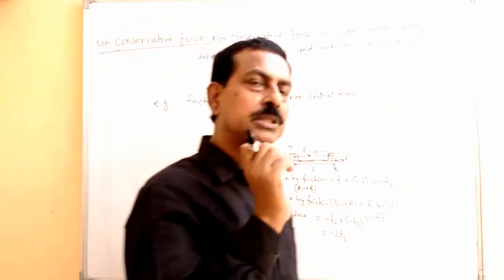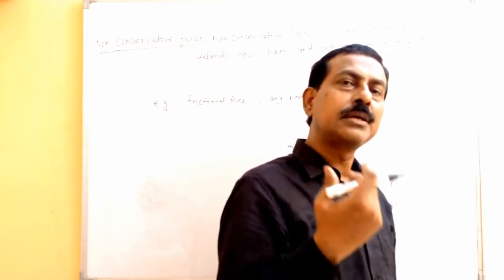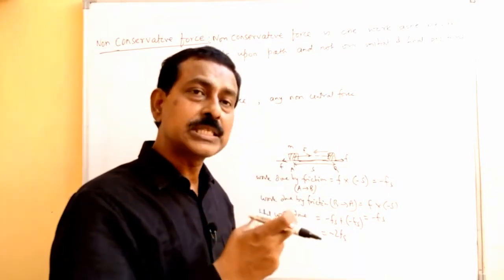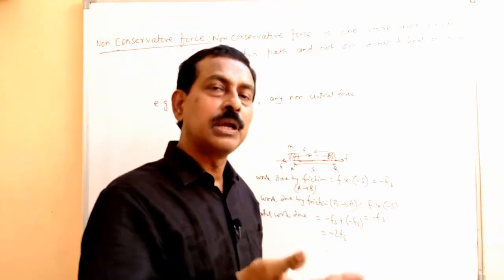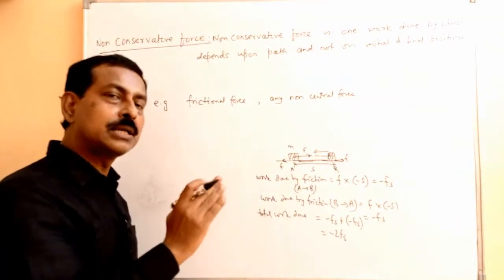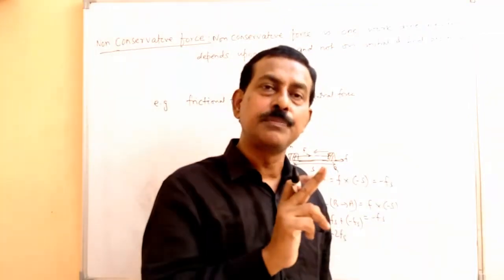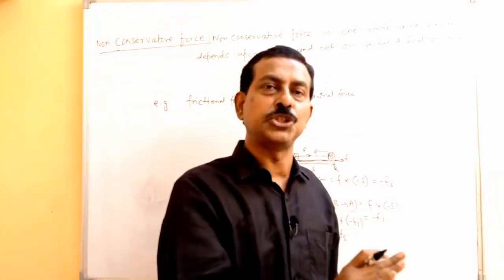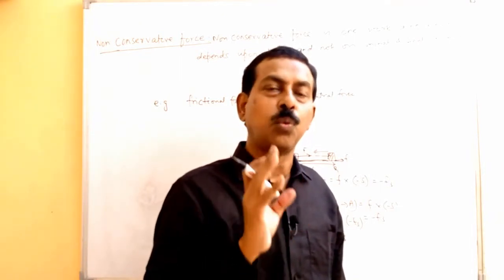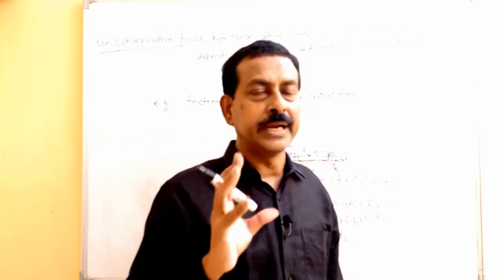So the main distinction between conservative and non-conservative forces is that for conservative forces, the work done depends only on the initial and final position and not on the path. Whereas in non-conservative forces, work done depends upon the path and not on the initial and final position. In a closed path, work done by a conservative force will be 0, whereas for a non-conservative force, work done will not be 0 in a closed path. There will be some net work done there.